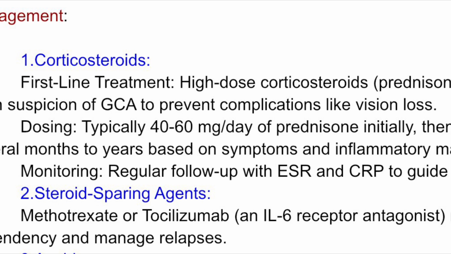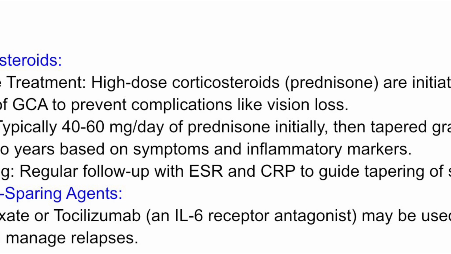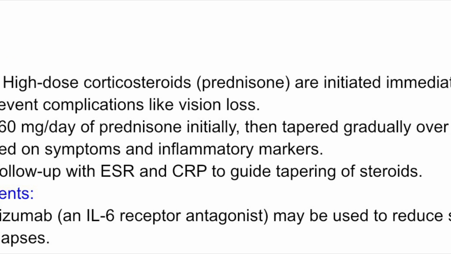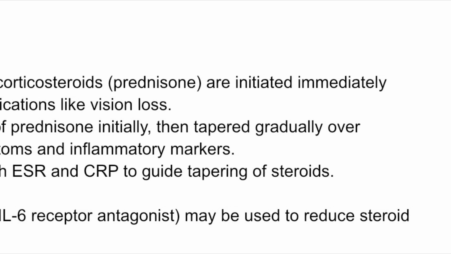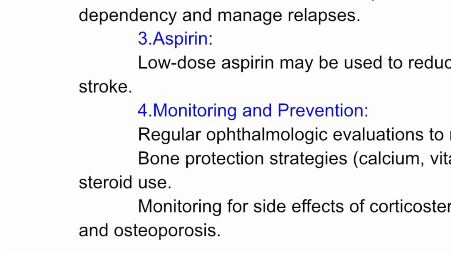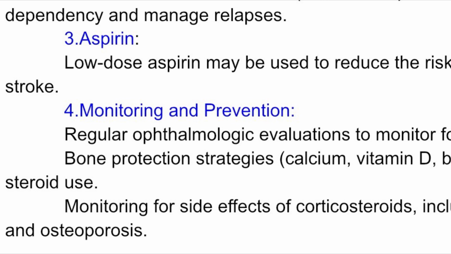You can start with prednisolone or methylprednisolone. The second therapy is a steroid-sparing agent like methotrexate or tocilizumab, which can be given in steroid-contraindicated cases or relapse cases. The third therapy is aspirin. Low-dose aspirin may be used to reduce the risk of ischemic complications such as stroke.